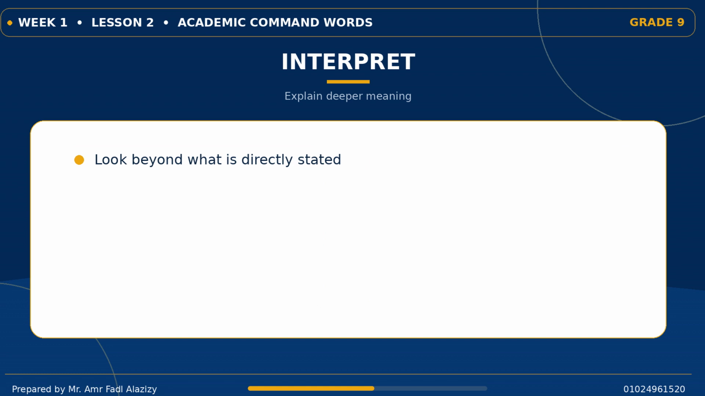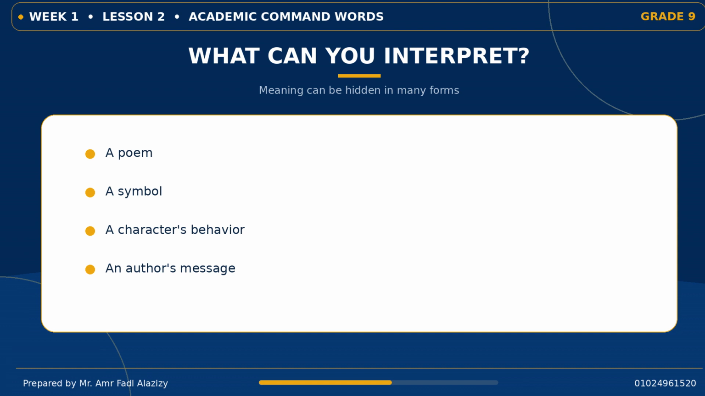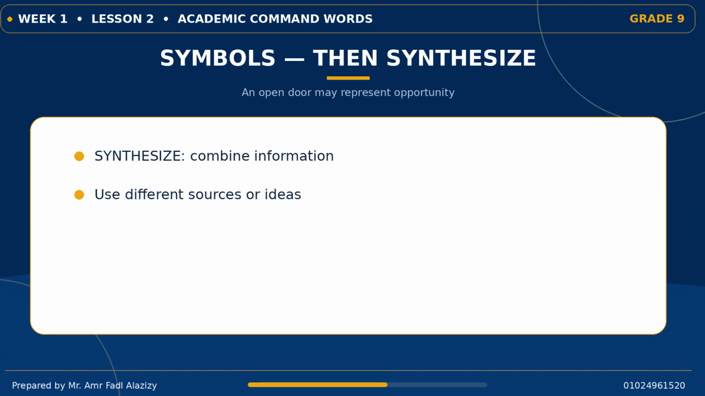The next command word is interpret. To interpret means to explain the deeper meaning of something that is not directly stated. You may interpret a poem, a symbol, a character's behavior, or an author's message. For example, an open door may represent a new opportunity.